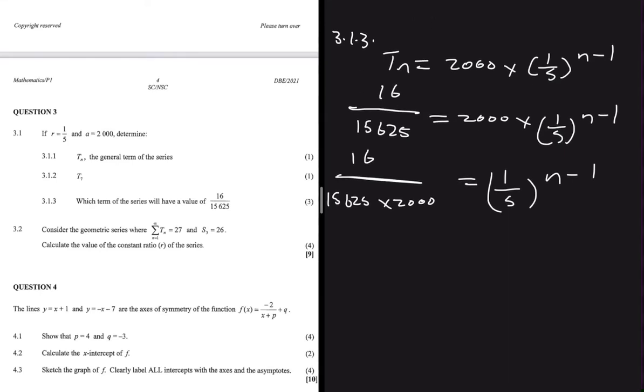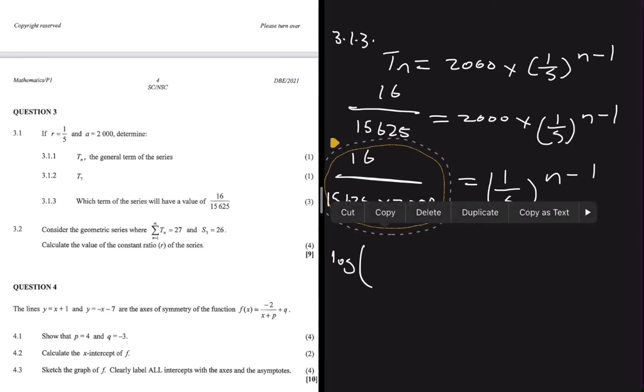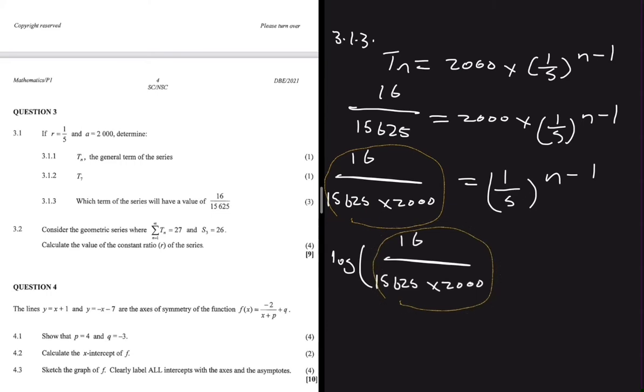So I think there are two ways you can solve this. You can write this term here in terms of 1 over 5 to the power something. Alternatively, you can take a log on both sides. So let me go with that option. So I'm going to get a log of this term here equals n minus 1 log of 1 divided by 5. If you take a log, then you can bring the exponent down like I just did here, right?